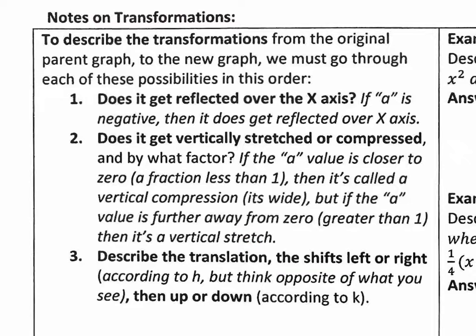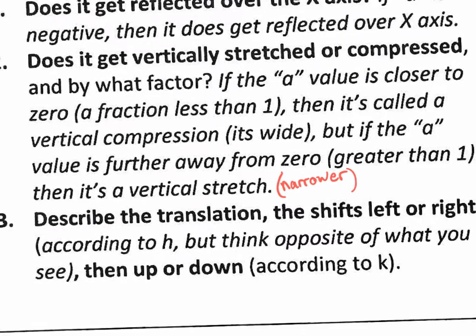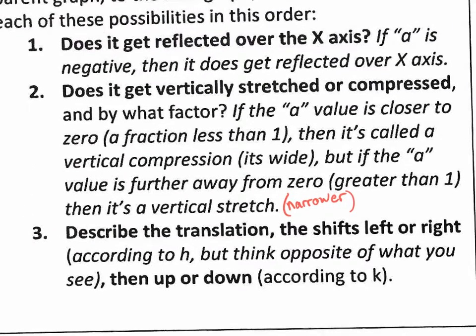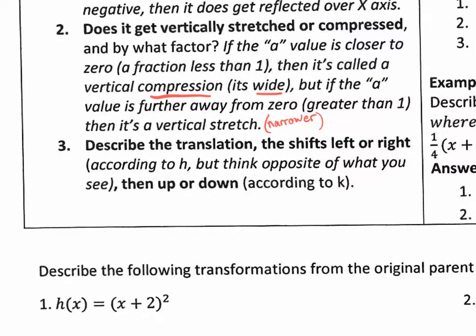And you know what? I didn't state that. So let's all go to these notes right here, and let's put in parentheses right here, a vertical stretch means what? Narrower. You need to know a vertical stretch means that it gets narrower, and you need to know that a vertical compression gets wider. Okay? And the final thing to ask yourself is, does it move left, right, up, or down?